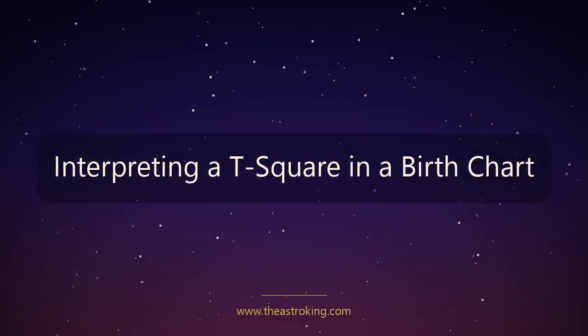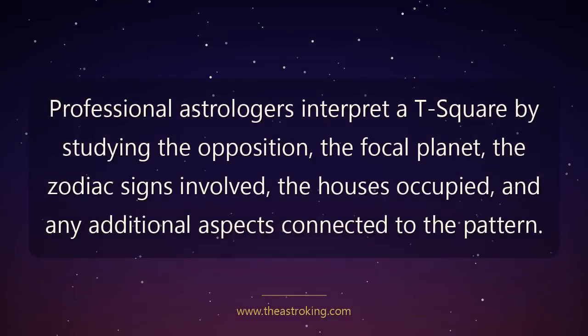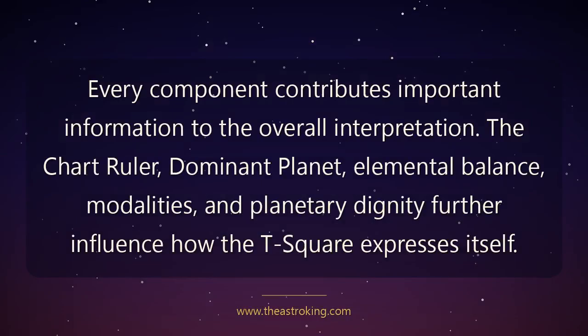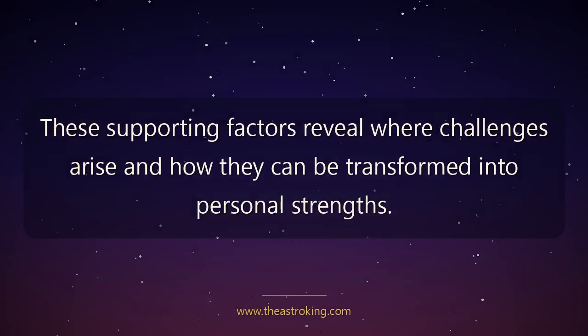Interpreting a T-square in a birth chart. Professional astrologers interpret a T-square by studying the opposition, the focal planet, the zodiac signs involved, the houses occupied, and any additional aspects connected to the pattern. Every component contributes important information to the overall interpretation. The chart ruler, dominant planet, elemental balance, modalities, and planetary dignity further influence how the T-square expresses itself.